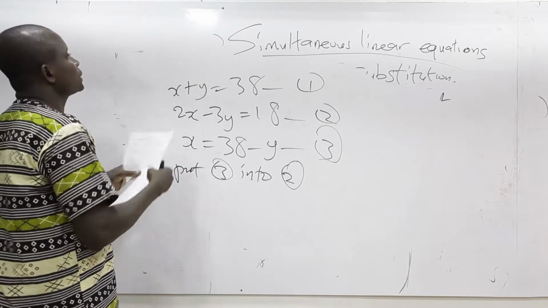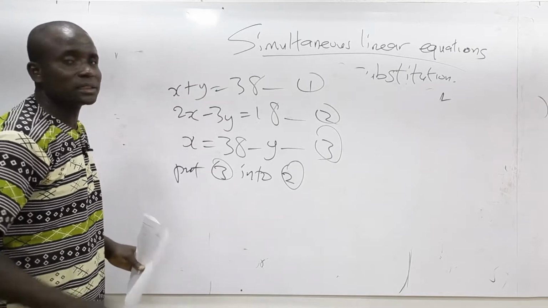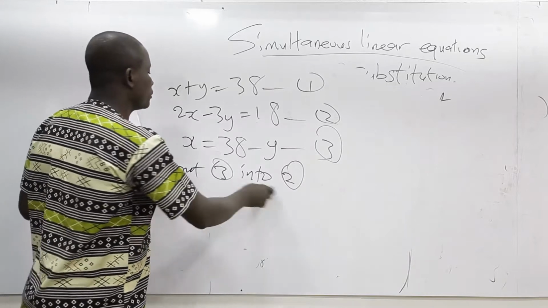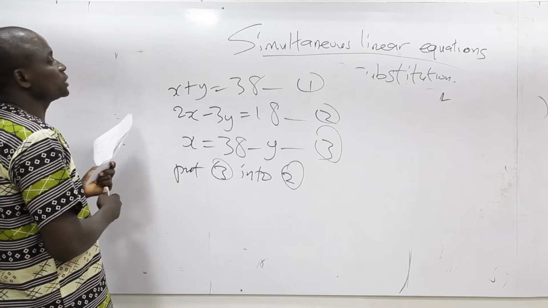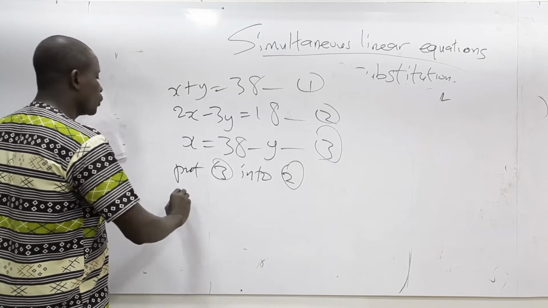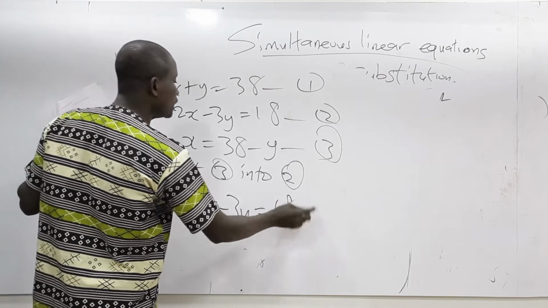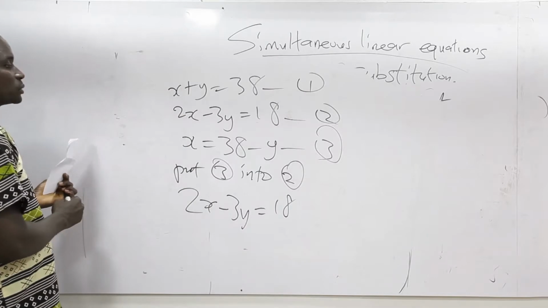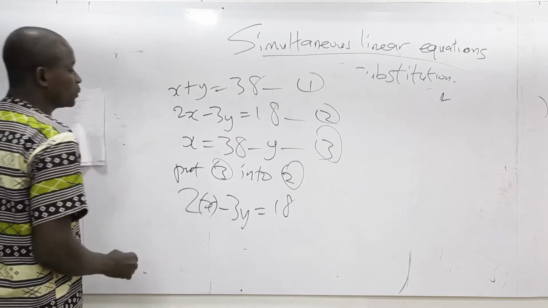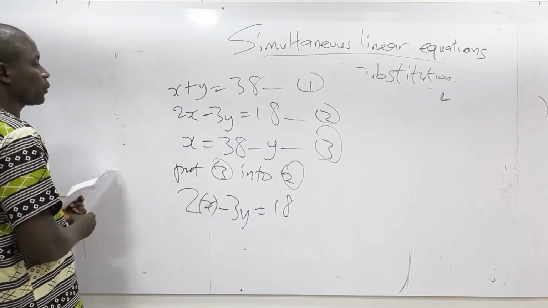Okay, let's see. As I'm making x the subject here, we are going to put it into equation 2. So what is equation 2? We have 2x minus 3y is equal to 18. Now, where are we going to substitute it? With the where the x is.